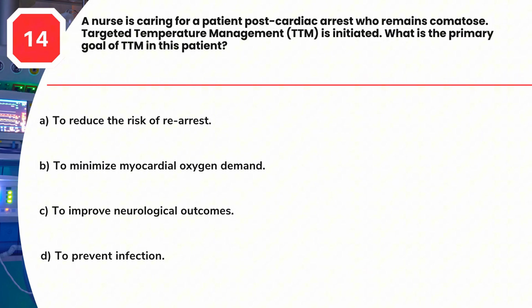Question 14. A nurse is caring for a patient post-cardiac arrest who remains comatose. Targeted temperature management (TTM) is initiated. What is the primary goal of TTM in this patient? A. To reduce the risk of rearrest. B. To minimize myocardial oxygen demand. C. To improve neurological outcomes. D. To prevent infection.